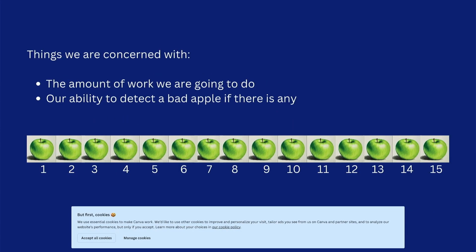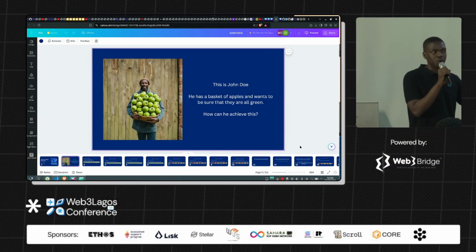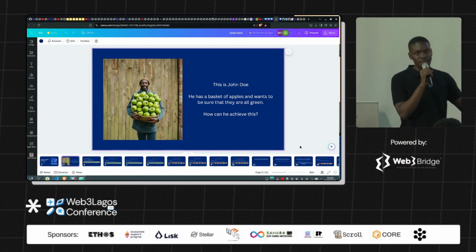So we are starting with a problem, right? And then through solving this problem, we're going to rediscover some things about ZK. That's the structure of the talk. So the problem is we have this man. His name is John Doe. John Doe is a farmer, and he basically makes apples, okay?